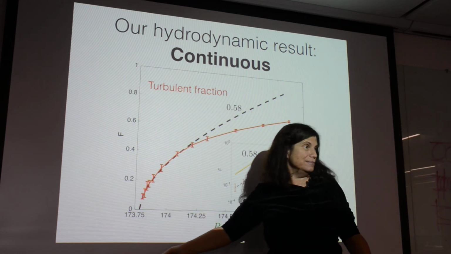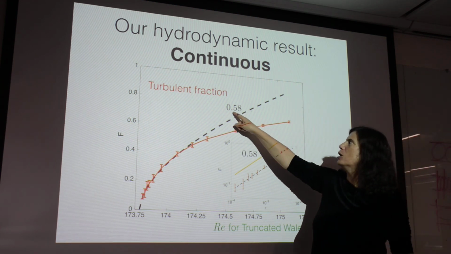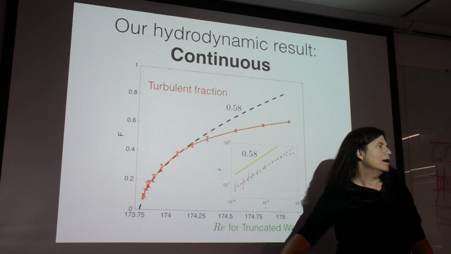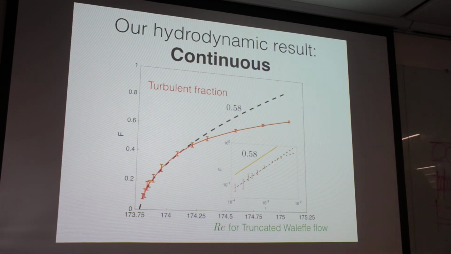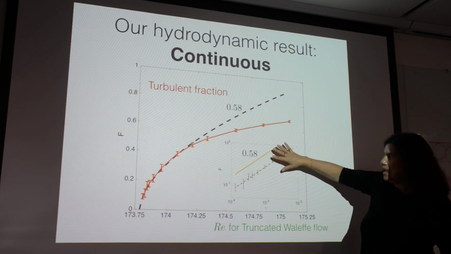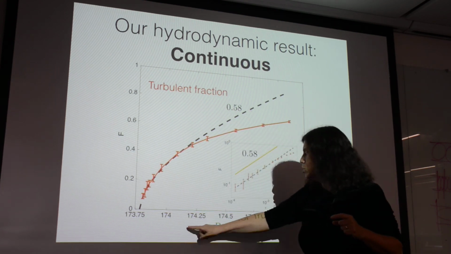This is what we find. Now, we get back to this exponent that we talked about, this 0.58. What is this 0.58 thing? Well, you see that we've gone to a lot of trouble to show that this here is the turbulent fraction as a function of Reynolds number.